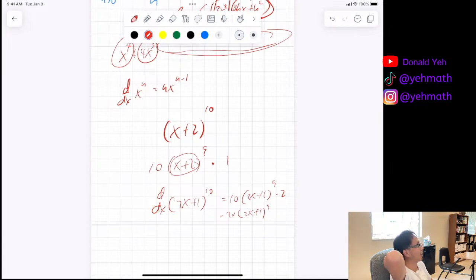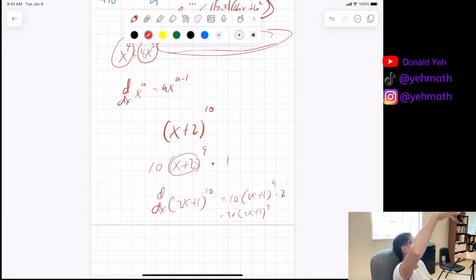Quotient rule problems sound complex. The quotient rule basically follows the acronym: low d high minus high d low over low low. How complex can you make it? If it's more complex, then you can use logarithmic differentiation. So it depends. How complex is it?